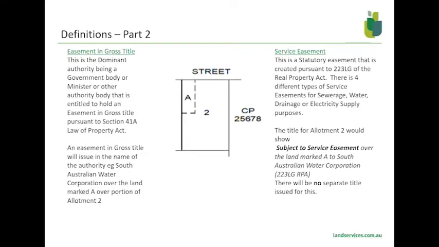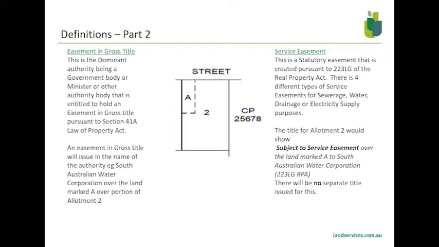Here are another two statements that you will come across: easement in gross title and service easements. An easement in gross title is a title that is created in favour of an authorised body or government body, for example, SA Water, a council or minister. So instead of being in favour of land, it is in favour of an authorised body. So we will create an easement in gross title in their name.